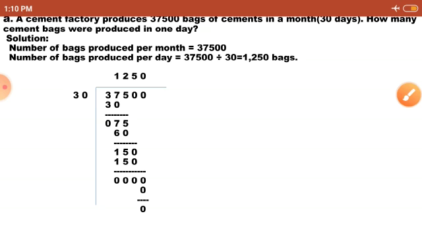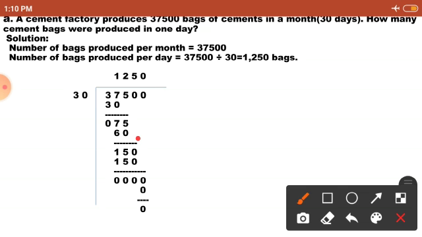When it will come here, it will become what? 75. So 32s are what? 60. Subtract this, 5 minus 0, you will get 5. And 7 minus 6, you will get what? 1. Take the next number, that is what? 0. Now 35s are what?